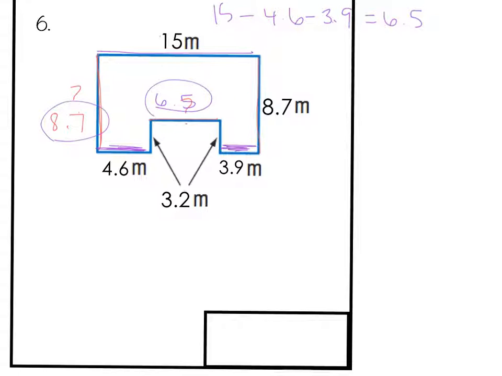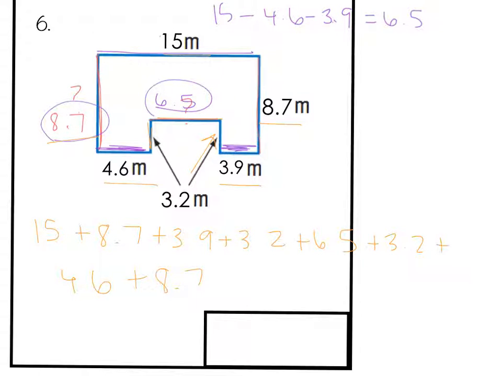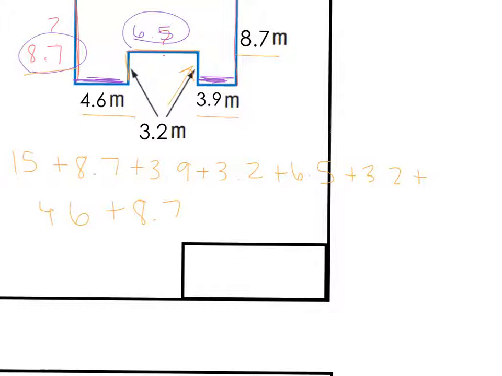So I'm going to change to orange here. I'm going to write down everything I need to add. So I'm going to add 15 plus 8.7 plus 3.9 plus this right here is 3.2 plus 6.5 that I just figured out plus another 3.2 right there plus 4.6 plus 8.7. And when I add all those up together, I get a final solution of 53.8 meters.